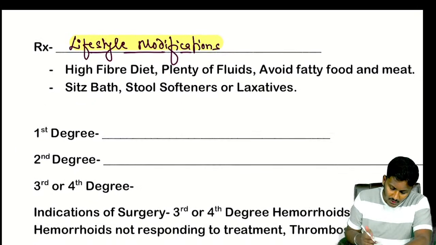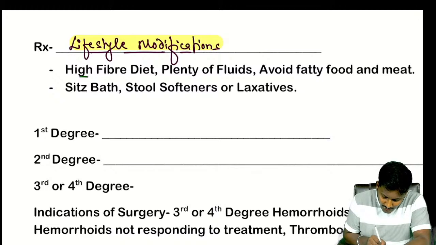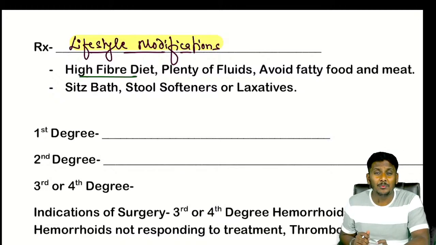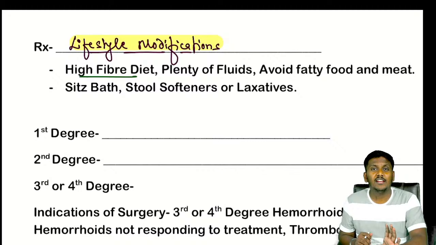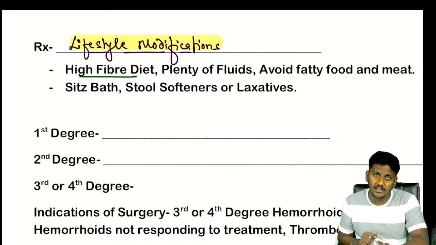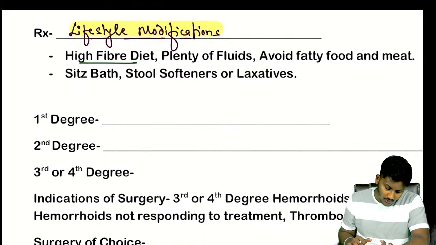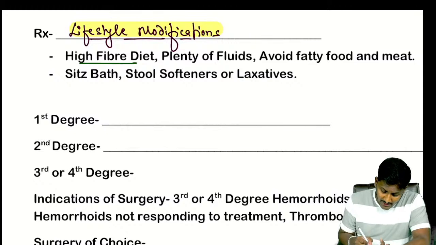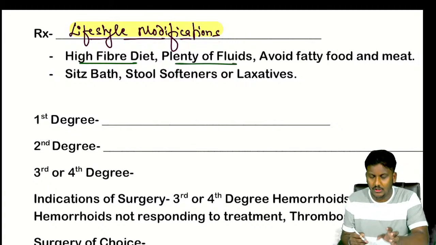And what are those? First, the patient should take a high fiber diet. And by high fiber diet, we don't mean aloo. We definitely mean the green leafy vegetables basically, right? Those green leafy vegetables or fresh fruits definitely have high fibers. So please remember high fiber diet. Second important, plenty of fluids basically. When I say plenty of fluids, the patient has to take a lot of water.